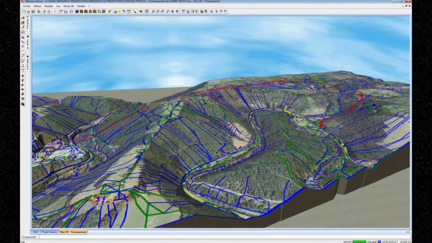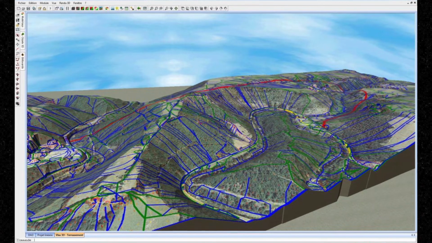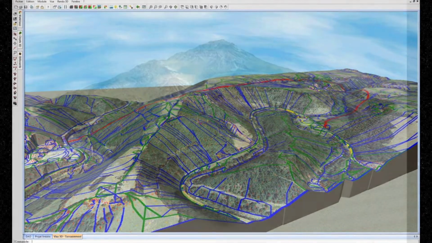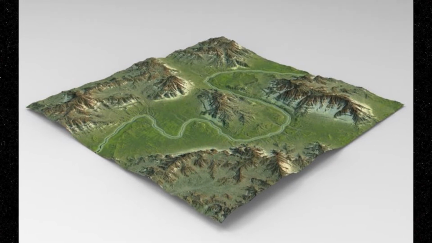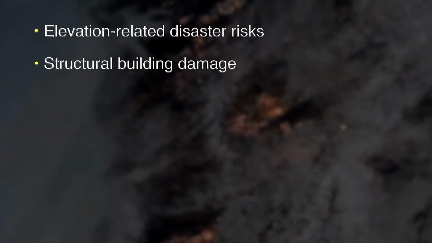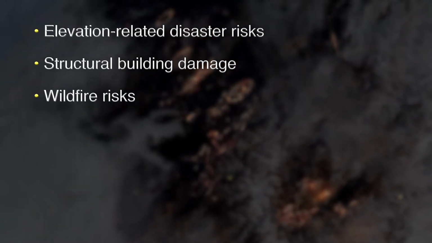The focus of disaster risk management strategies is to increase awareness of risk reduction and response strategies, physically reduce the risk of property and landscape damage and loss of life, and to continuously increase community resilience to disasters. Digital elevation models are also important in disaster risk management in areas such as elevation related disaster risk, structural building damage, and wildfire risk.